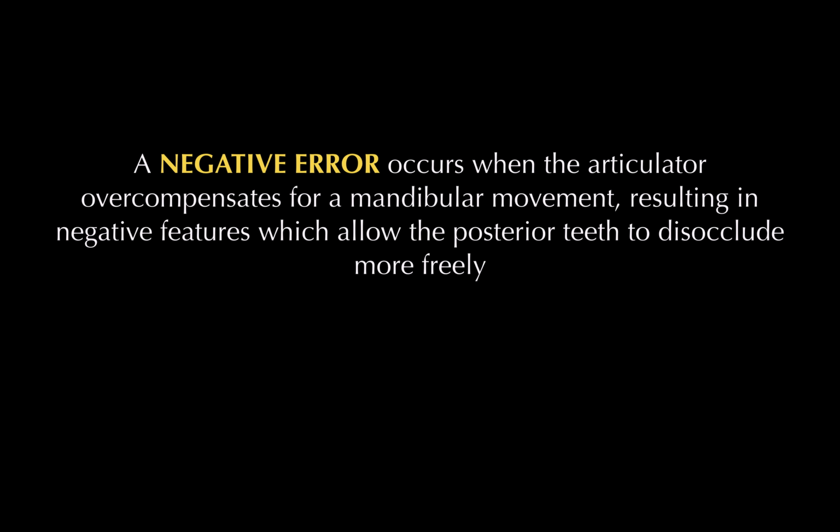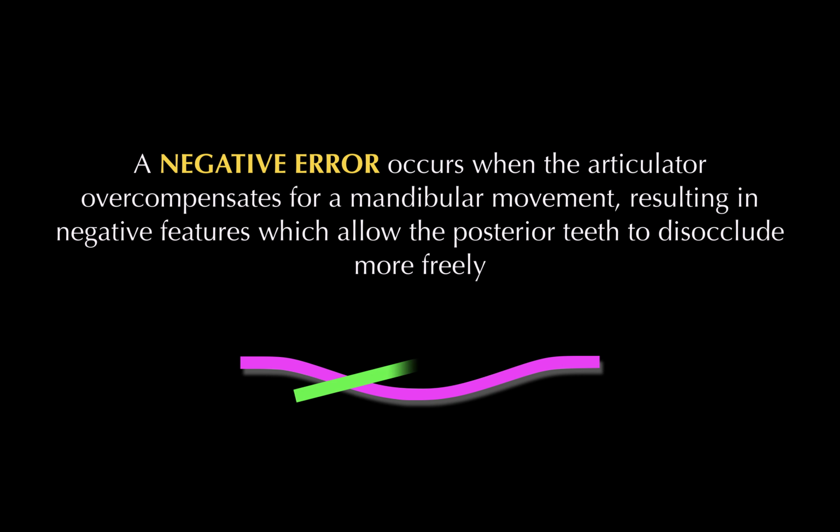Now, a negative error occurs when our instruments overcompensate for mandibular movement, resulting in a negative feature which allows the posterior teeth to disclude more freely. In other words, you have a groove placed so the opposing tooth can pass through, eliminating these potentially damaging shear forces.